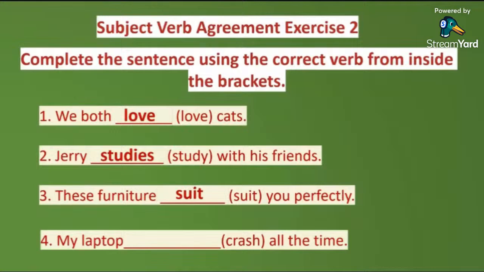Number 4. My laptop blank all the time. The verb inside the bracket is crash. Answer is, my laptop crashes all the time.